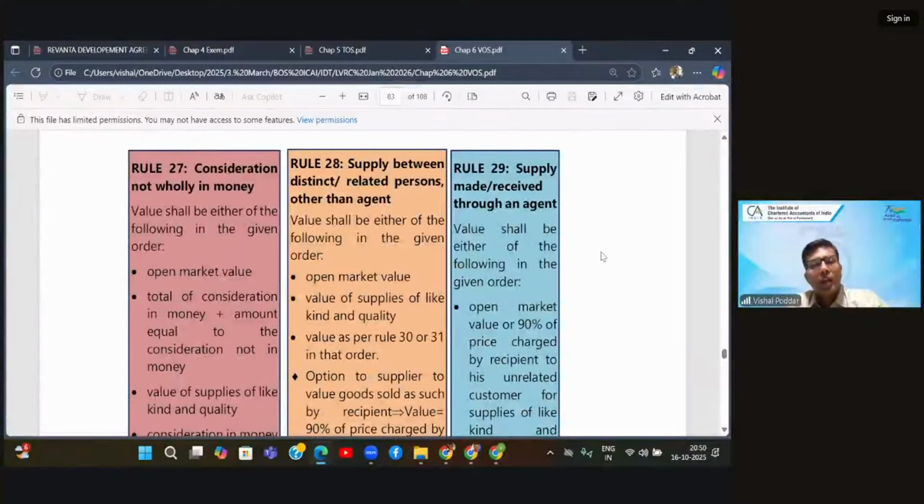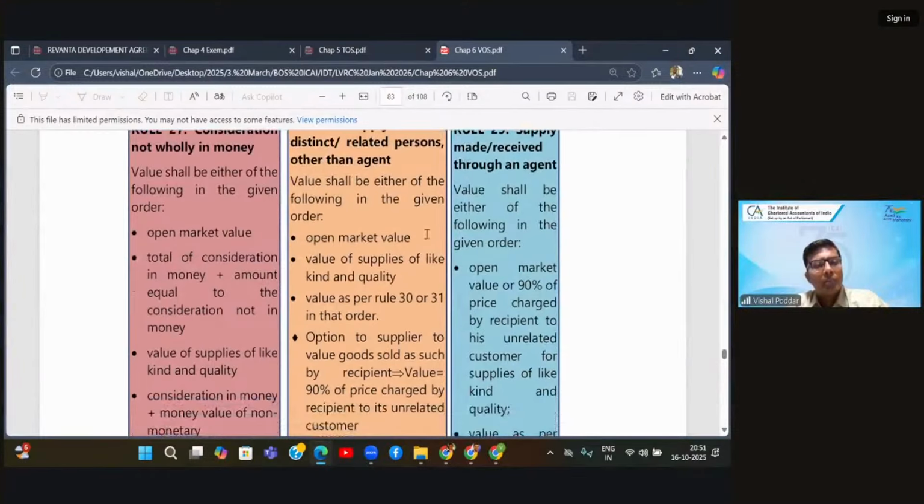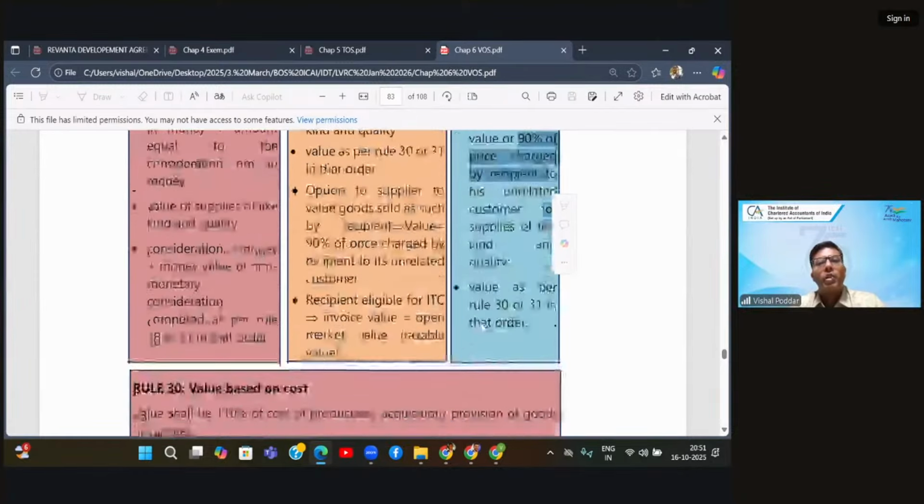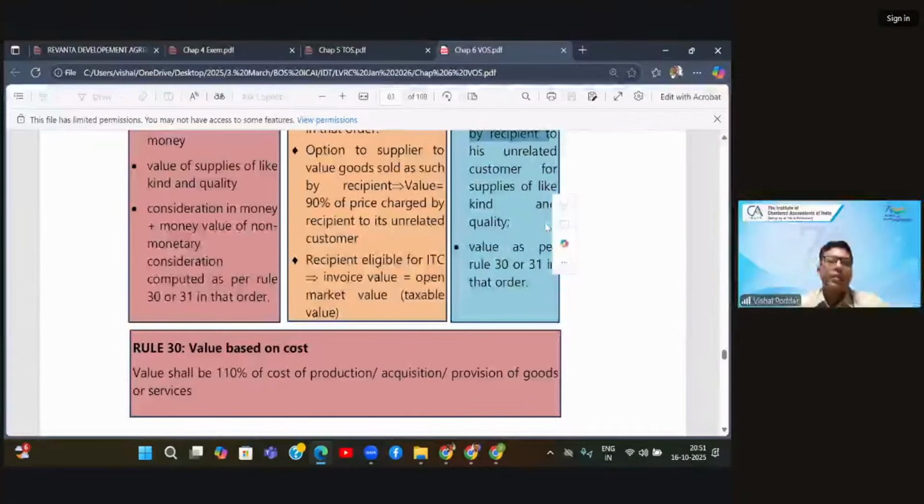Then comes rule 29, which deals with where I am supplying to my agents. Where I am supplying through my agents, the value will be, first option, open market value, or if my agent is further selling in the market, whatever price my agent is charging, take 90% of that price. That will be the value. If not, then take fair market value. If not, go by rule 30 and 31.